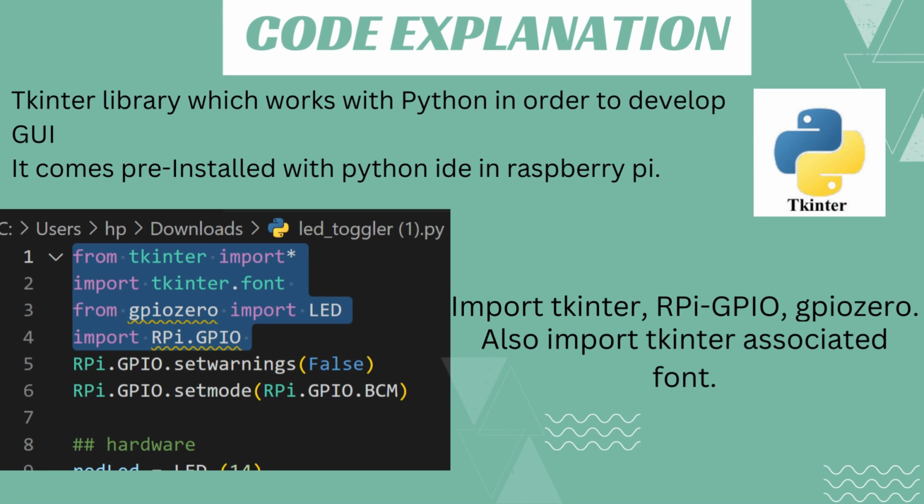For this task, I have used Tkinter library which works with Python in order to develop a GUI. Since it comes pre-installed with the Python IDE in Raspberry Pi, we are not required to install it separately. So, starting with the code, I have imported the Tkinter library and its associated font. Next, I have imported the LED function from the GPIO Zero library which makes it easier to work with LEDs. I have also imported the RPi GPIO library in order to use cleanup method.